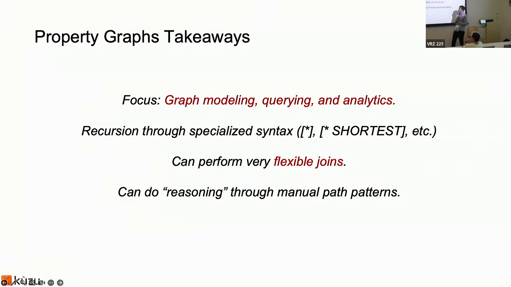So what is the takeaway? This is my last slide. Property graph databases should come to your mind when you truly need graph modeling, because they really focus on graph modeling, graph querying and analytics. Their query language features are all optimized for that. You do recursion through specialized syntax instead of if-then rules. You get this clean star-based syntax, and there's a suite of them that you could do. Maybe not arbitrary recursion, but that's rarely needed. But the common ones, like find me an indirect path, are all integrated into the query language as specialized syntax.